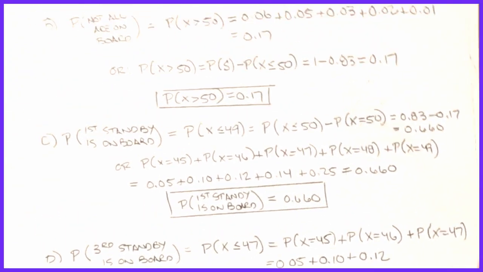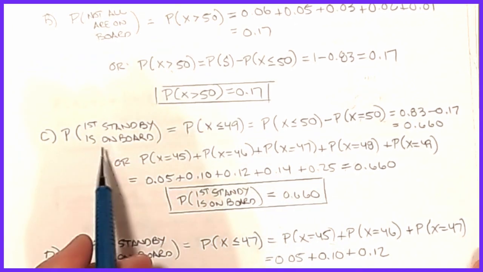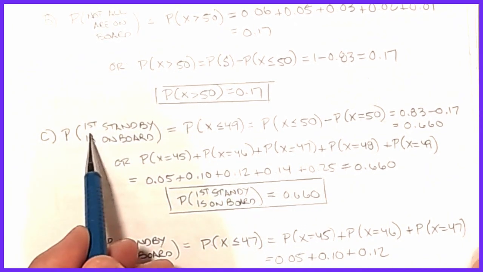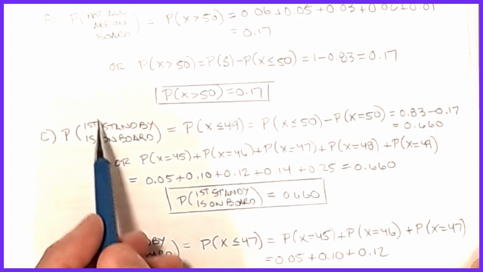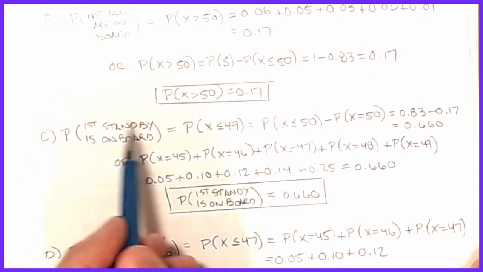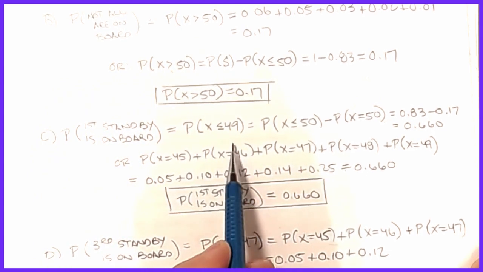Okay, now we can start looking at, well, what's the probability that the first standby gets on board? So the only way he, or she, shows up on the plane or is able to get a seat is if only 49 or fewer people show up for the flight. Okay, and so again, the hard part of this is kind of deciphering what the wording is trying to tell you. So now we're looking at the probability that x is less than or equal to 49.